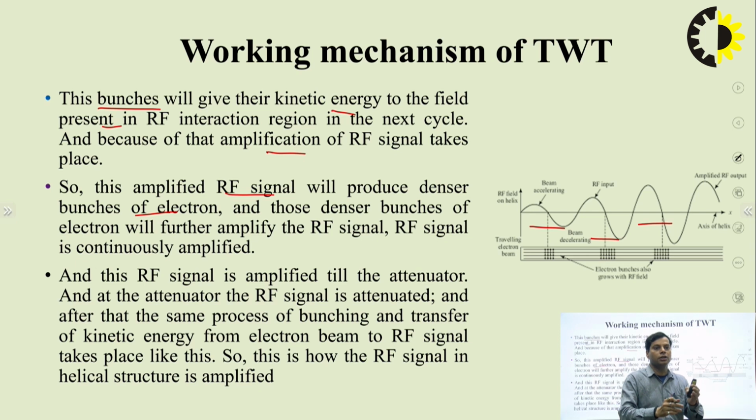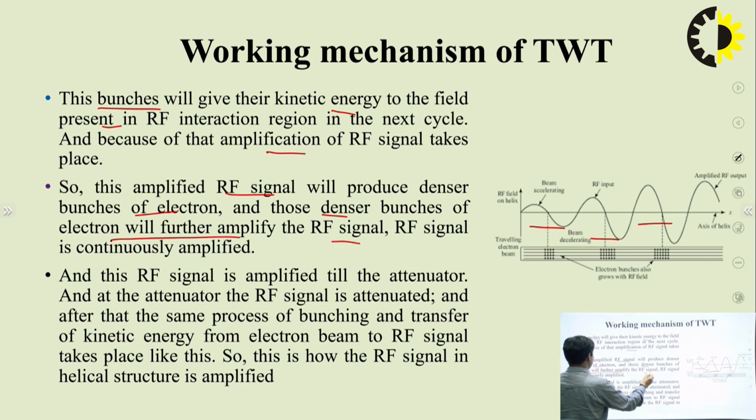Again for the next cycle, the next bunch will merge with the already bunched electrons, again amplifying the signal. In this way, the signal will continuously be amplified. Those denser bunches of electrons will further amplify the RF signal, and the RF signal is continuously amplified till the attenuator.